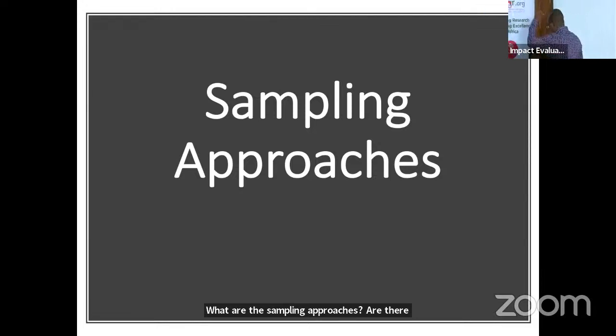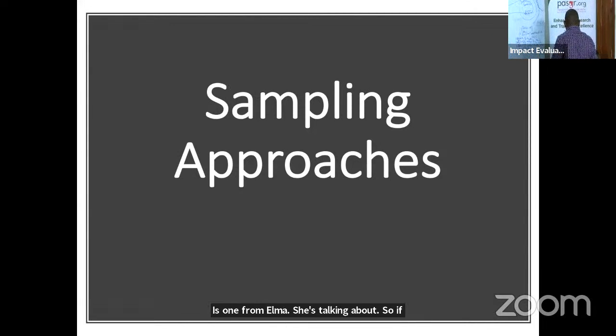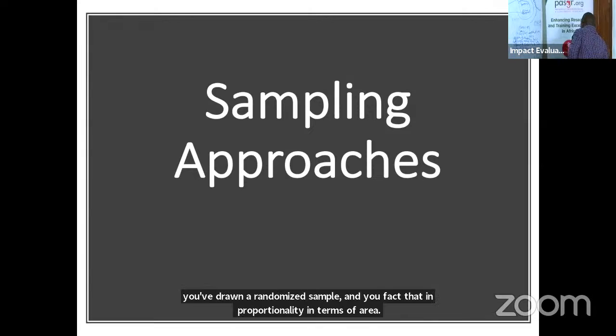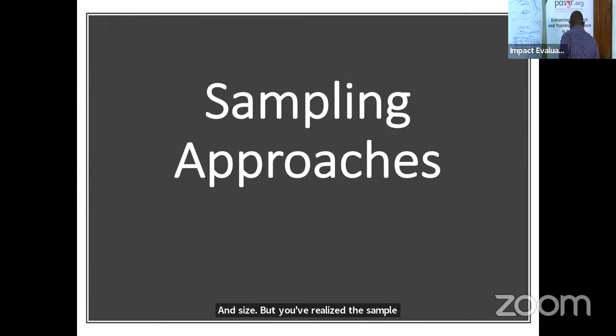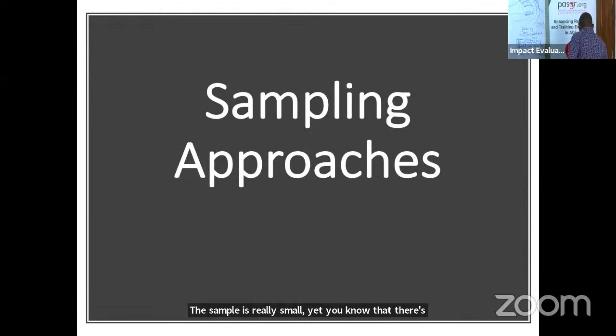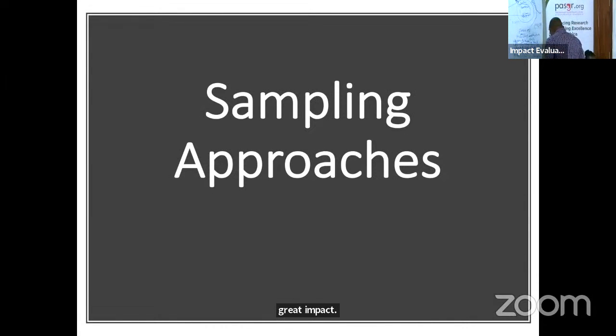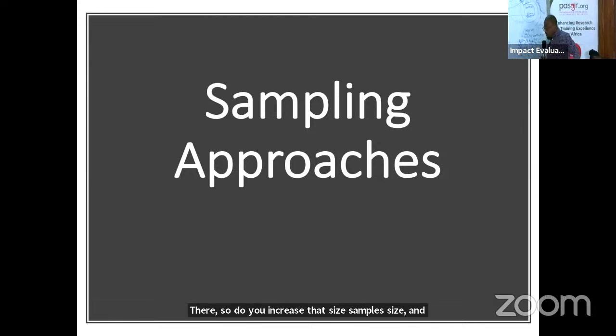There's one from Elma. She's talking about, if you've drawn a randomized sample and you've factored in proportionality in terms of area and size, but you've realized the sample in an area is really small, yet you know that there's great impact there. So do you increase the sample size, and what's the best way to do it, or just leave it altogether? So, come again with the question?